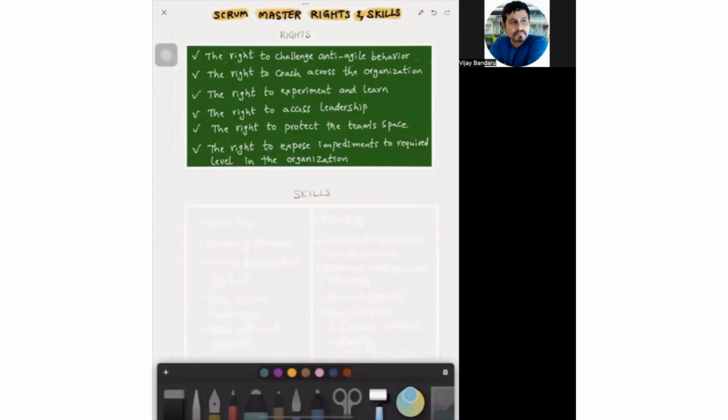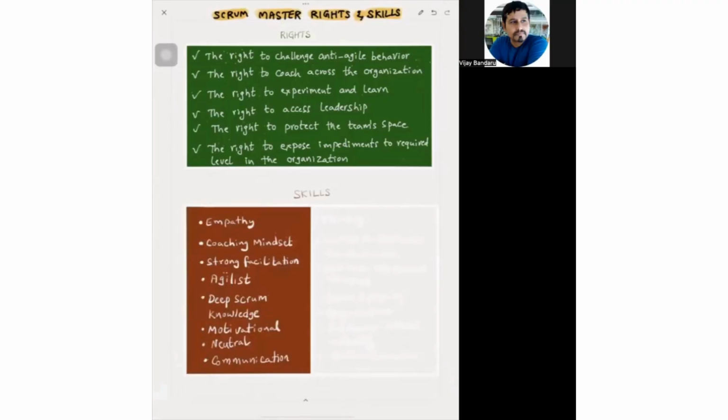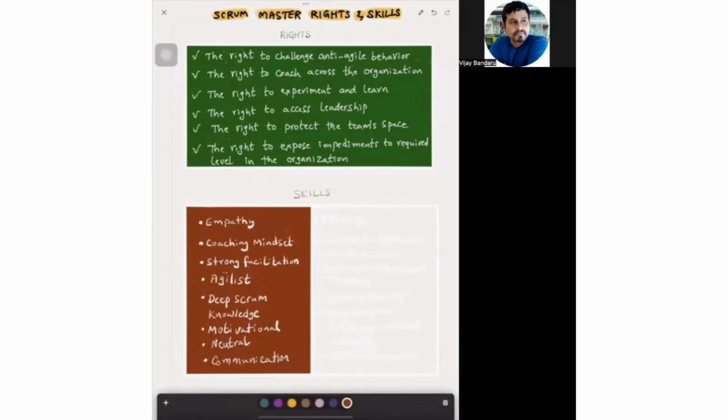So what are the skills required to become a great Scrum Master? These are some skills: empathy, understanding others' perspective from their point of view, and a coaching mindset, not an instruction mindset or a solution-giving mindset, and strong facilitation skills, which include facilitative listening skills, alternatives to open discussion, facilitative decision-making skills. All these things are required.